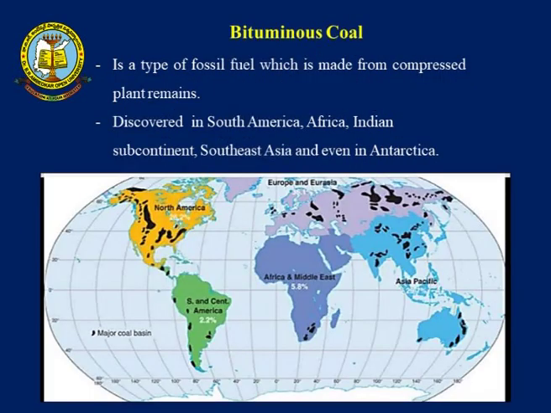Bituminous coal, that is a coal, a fossil fuel which is made from compressed remains, was discovered in South America, Africa, Indian subcontinent, Southeast Asia and also in Antarctica. Now, Antarctica is a cold continent, but before it was attached to this Gondwana period where the temperature was tropical, and hence you can find some of the fossilized coal over there.